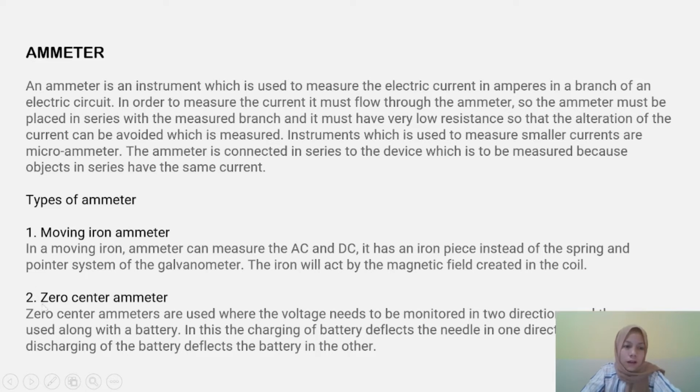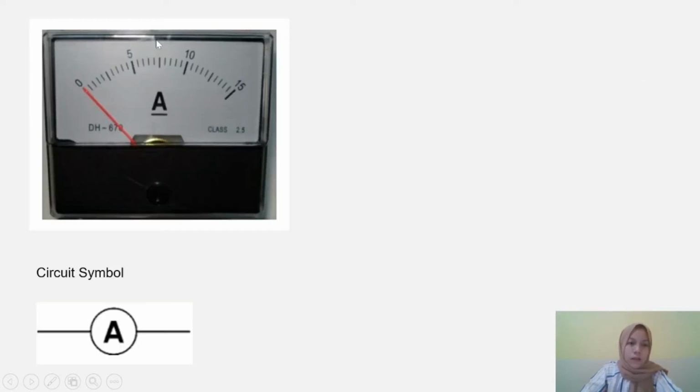The second type is the zero-center ammeter. Zero-center ammeters are used where the current needs to be monitored in two directions, and they are used along with a battery. This is the ammeter, and this is the circuit symbol of the ammeter.